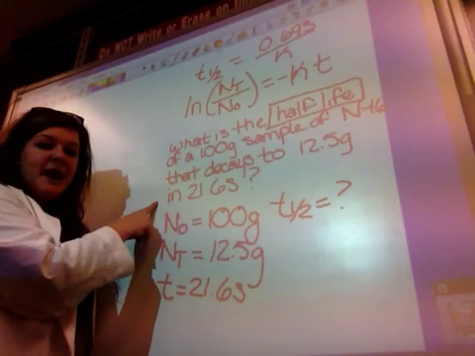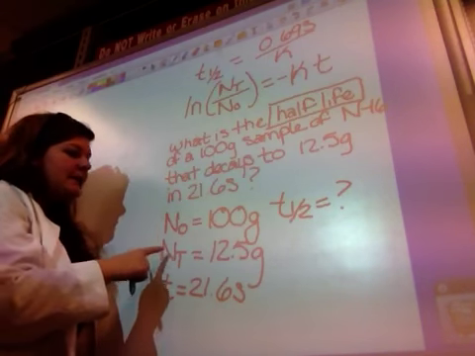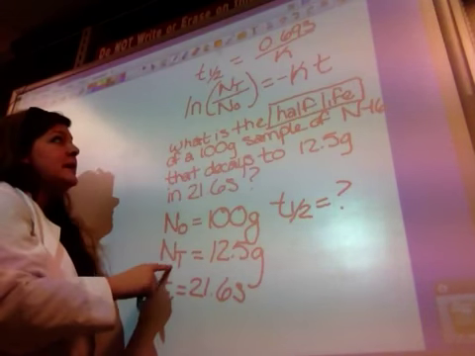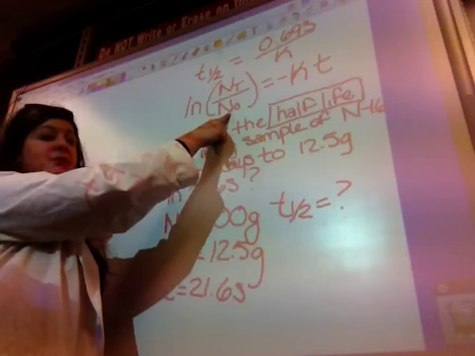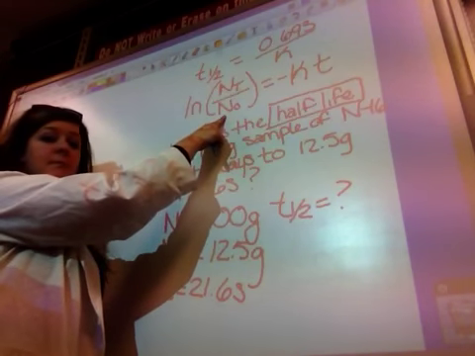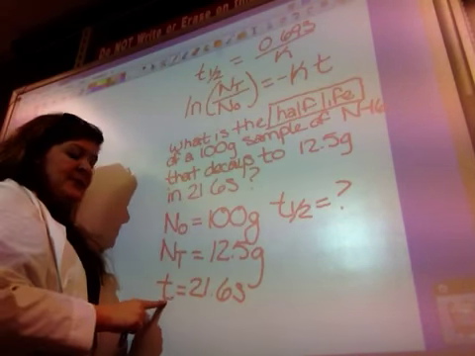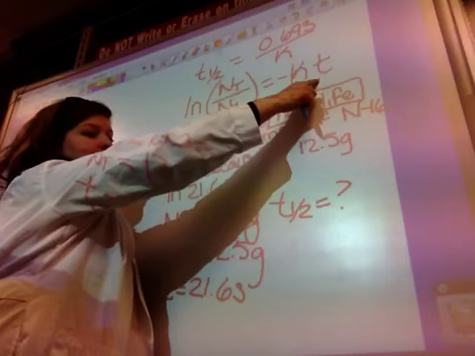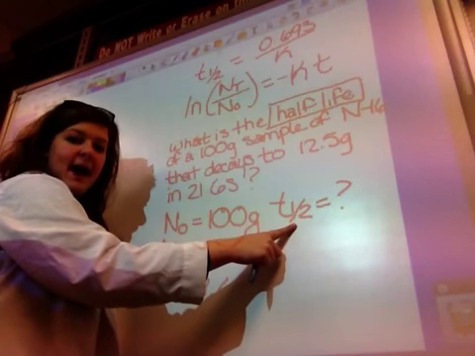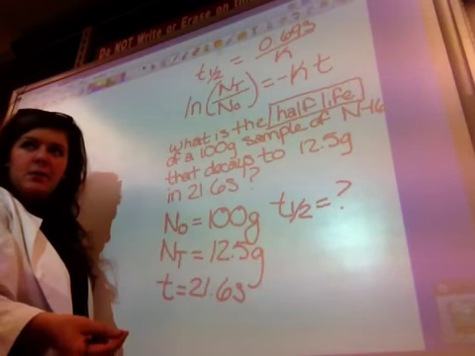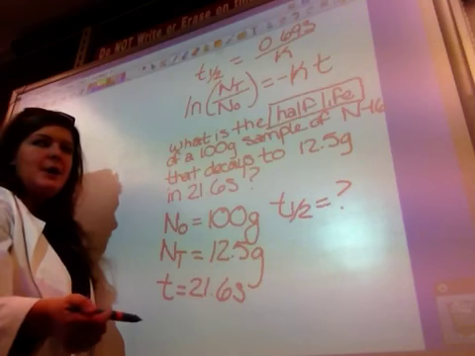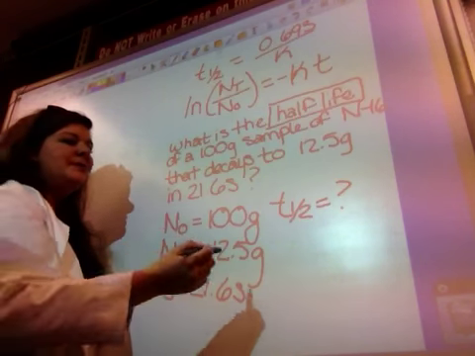These are all the numbers that I was given, and I see here I have NO and I have NT. If I look up here at my first equation, I have NT, I have NO here. I have time, which is up here, and I need to find T half, but what am I missing? What don't I have, or what don't I know? And you should be saying K.